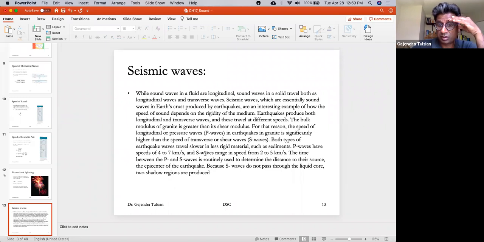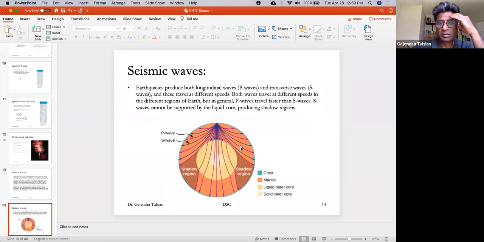Now, you learn that as the speed changes for a wave in a medium, it'll bend. Okay, and so I'll show you a slide in a second. So the time between P and S waves is routinely used to determine the distance to their source, the epicenter of the earthquake. So here's a picture. The internal structure of the earth was learned using these waves, how they travel, how they bend and stuff like that.